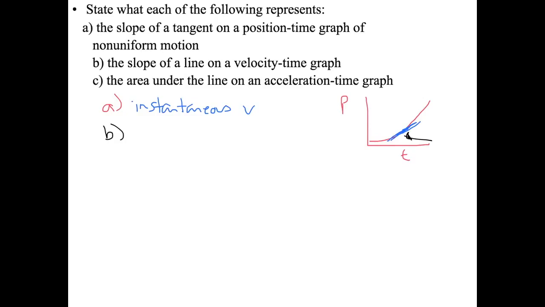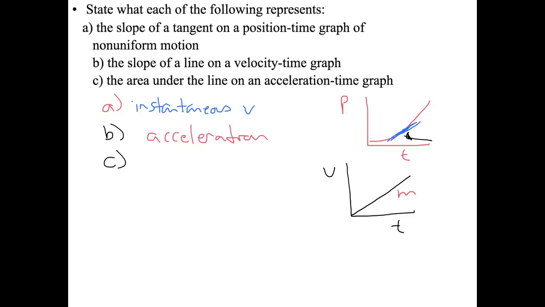B, the slope of a line on a velocity time graph. Velocity, time, and we'll do some uniform motion. The slope, right there, is going to represent the acceleration of the object.